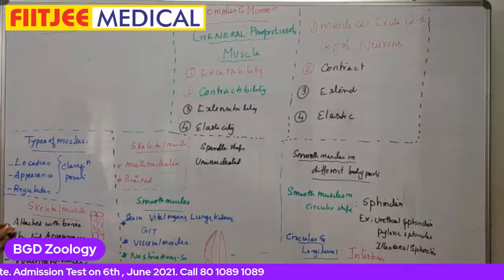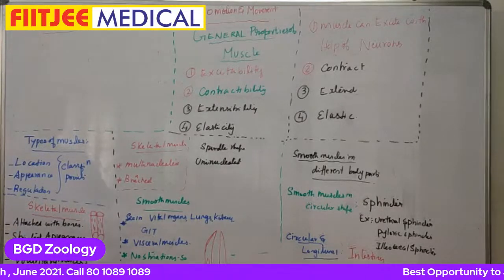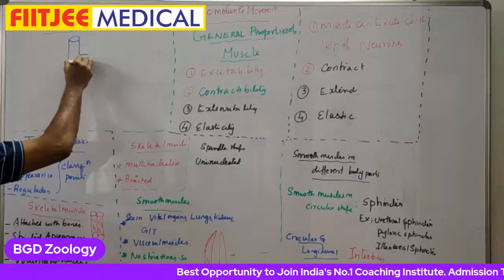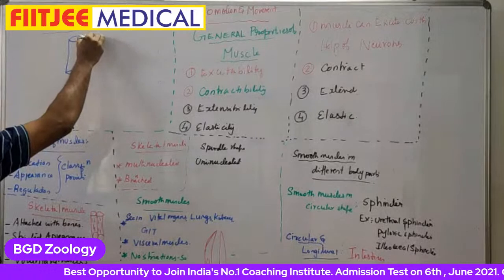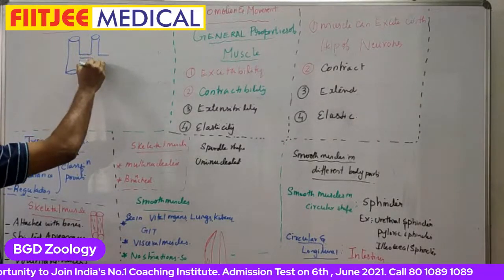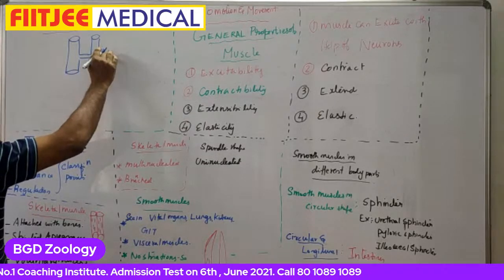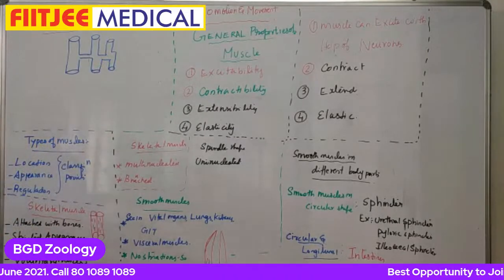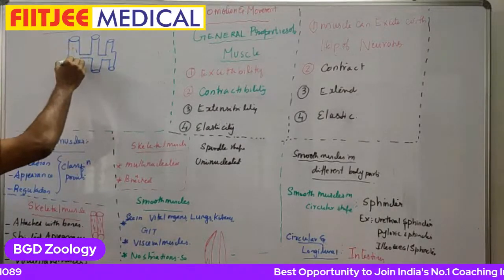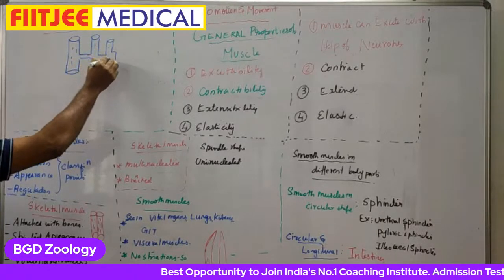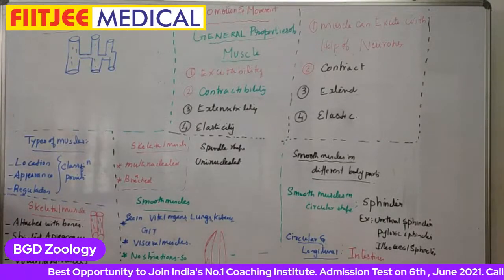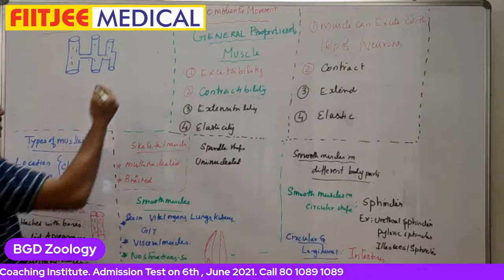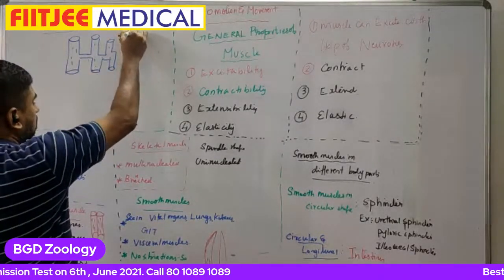So cardiac muscles, while you're looking, you will have to understand many things. First of all, the location part. Location, if you consider, you can see that the cardiac muscles will be seen in the heart. No doubt in that.